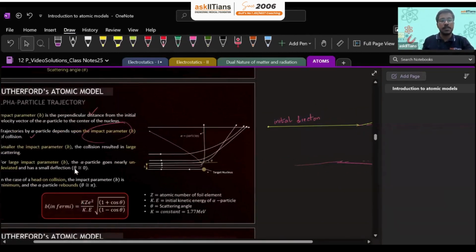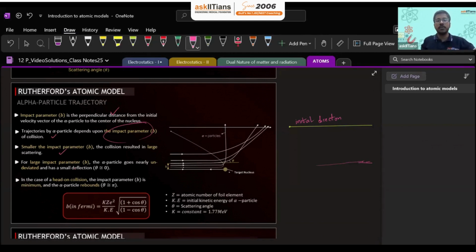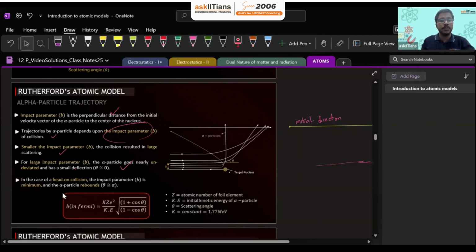So as you can note down these. Smaller the impact parameter, collision results in larger scattering. For larger impact parameter, that means the alpha particle is somewhat farther away from the nucleus, and it goes nearly undeviated and has a small deflection. If it has a deflection at all, it will be really small because the impact parameter is large, meaning the alpha particle is moving farther away from the nucleus, right?